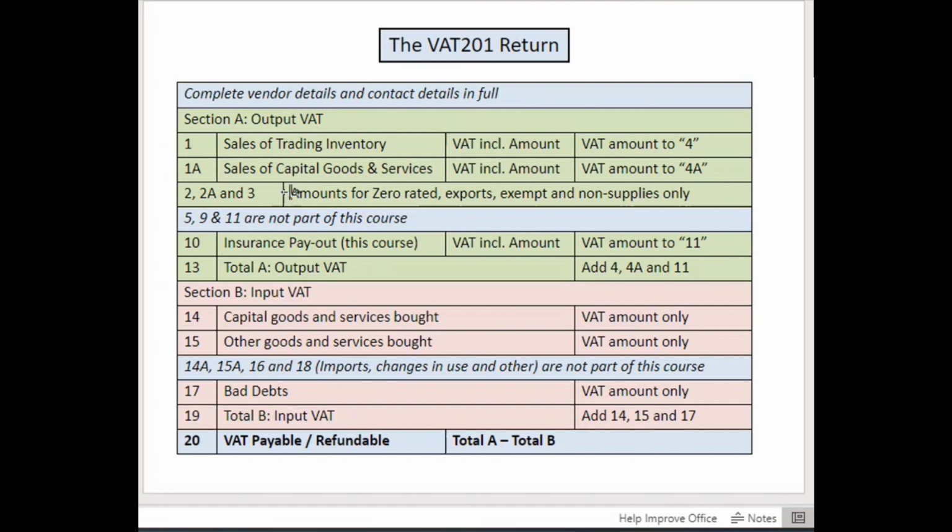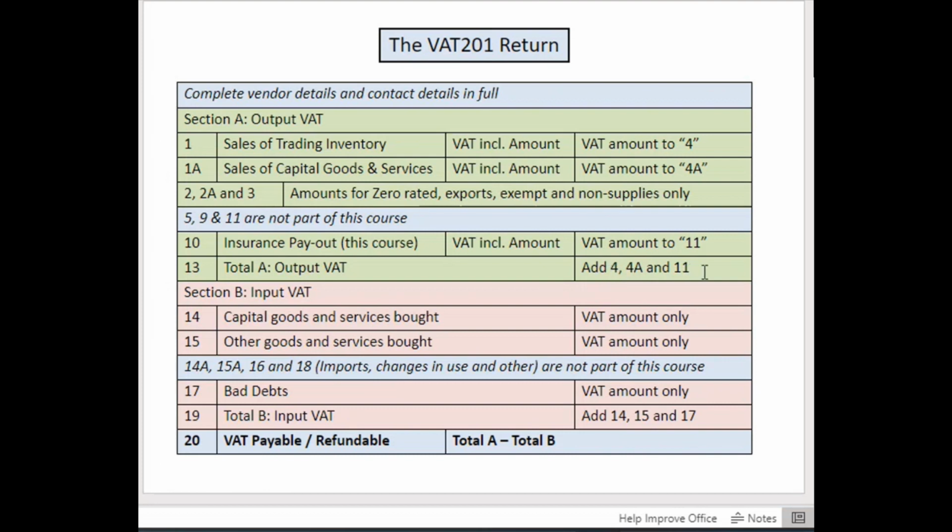Then you are done with your output VAT. But now look at it. No, not done yet, sorry, I'll lie, because we still have 10 and 13. If you get an insurance payout, like you will always get in this course, you put down the VAT inclusive amount, you calculate the VAT, and you transfer that calculated VAT amount to 11. It's on line 10, and you put that under 11. And then you can calculate your total output VAT by adding 4, 4A, and 11.